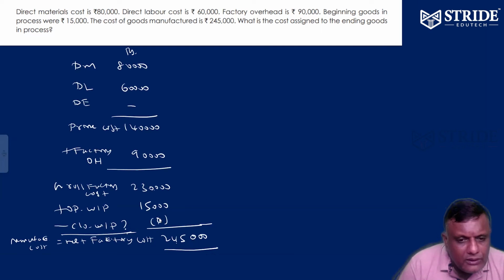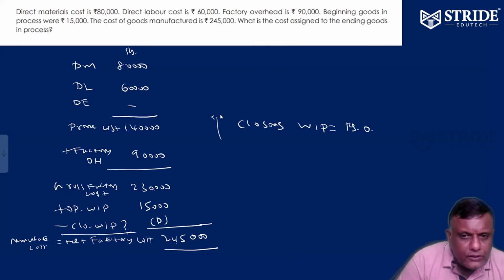Therefore, closing WIP nothing available. Everything we have produced, nothing is closing WIP. So closing work in progress is equal to rupees 0.